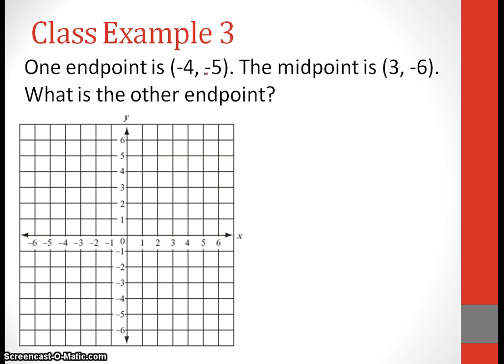It says one endpoint is negative 4, negative 5. So negative 1, negative 2, negative 3, negative 4, and then down negative 1, negative 2, negative 3, negative 4, negative 5. So this is one endpoint.